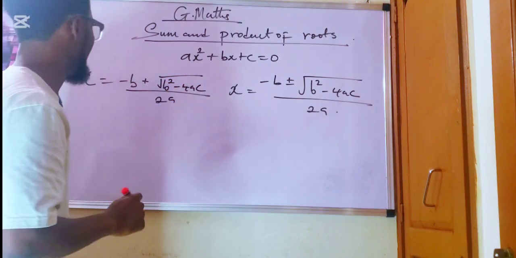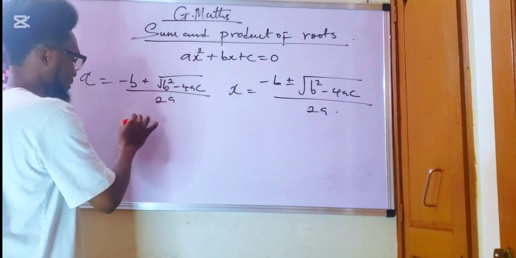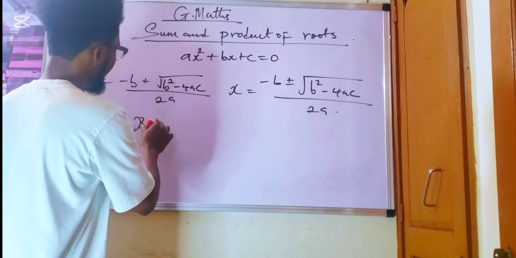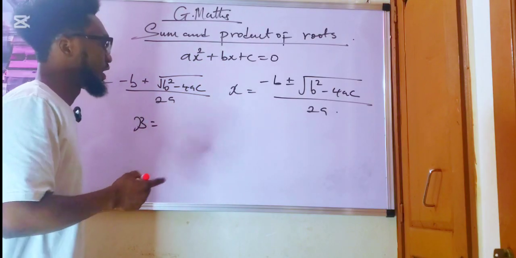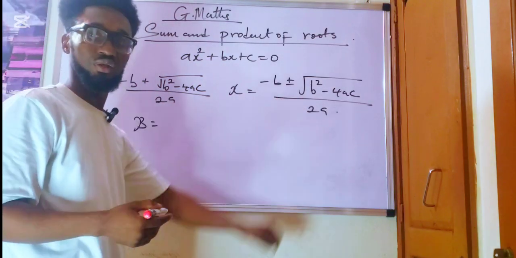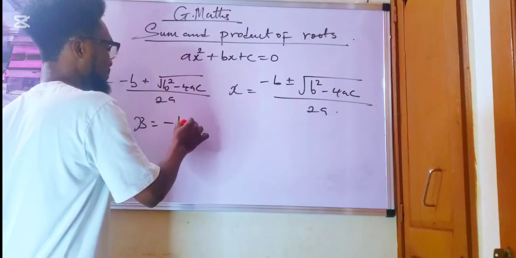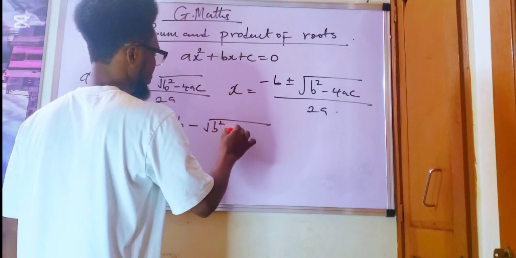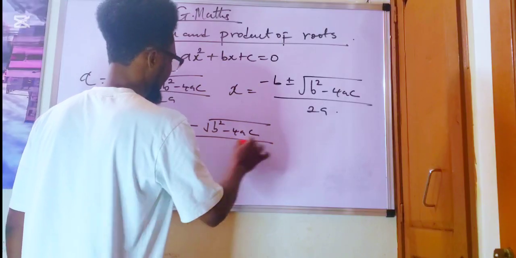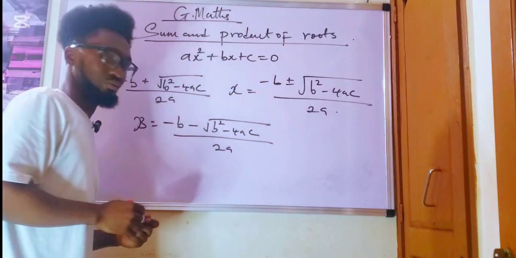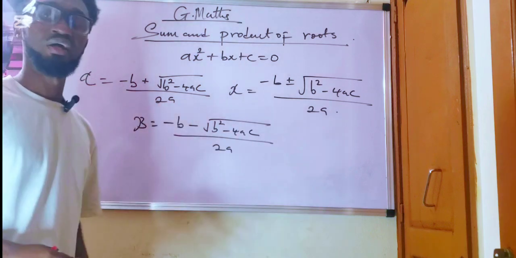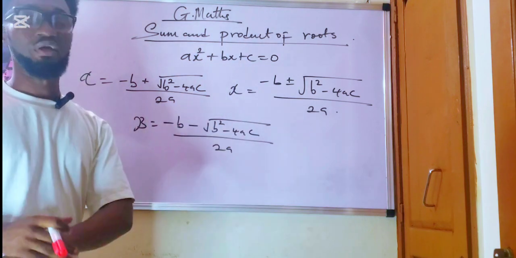Now let us use beta to represent the second root. I hope you're seeing the board. And let the second root be the minus one. So we have minus b minus the square root of b squared minus 4ac divided by 2a. Alright? So these are the two distinct roots, the first one for alpha, the second one for beta.